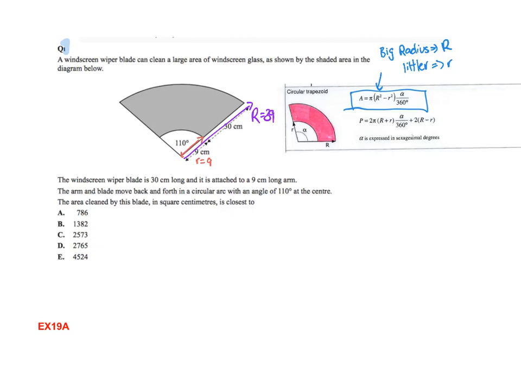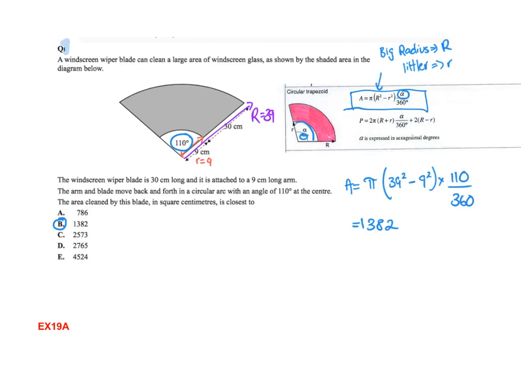So if we use this formula, I'd go area equals pi times big radius, 39 squared, minus the little radius squared, and then I'm going to times it by alpha, which just means the angle they've given, which is 110 over 360. Type that in your calculator exactly as you see it. I got it to be 1,382, which is B. Done.